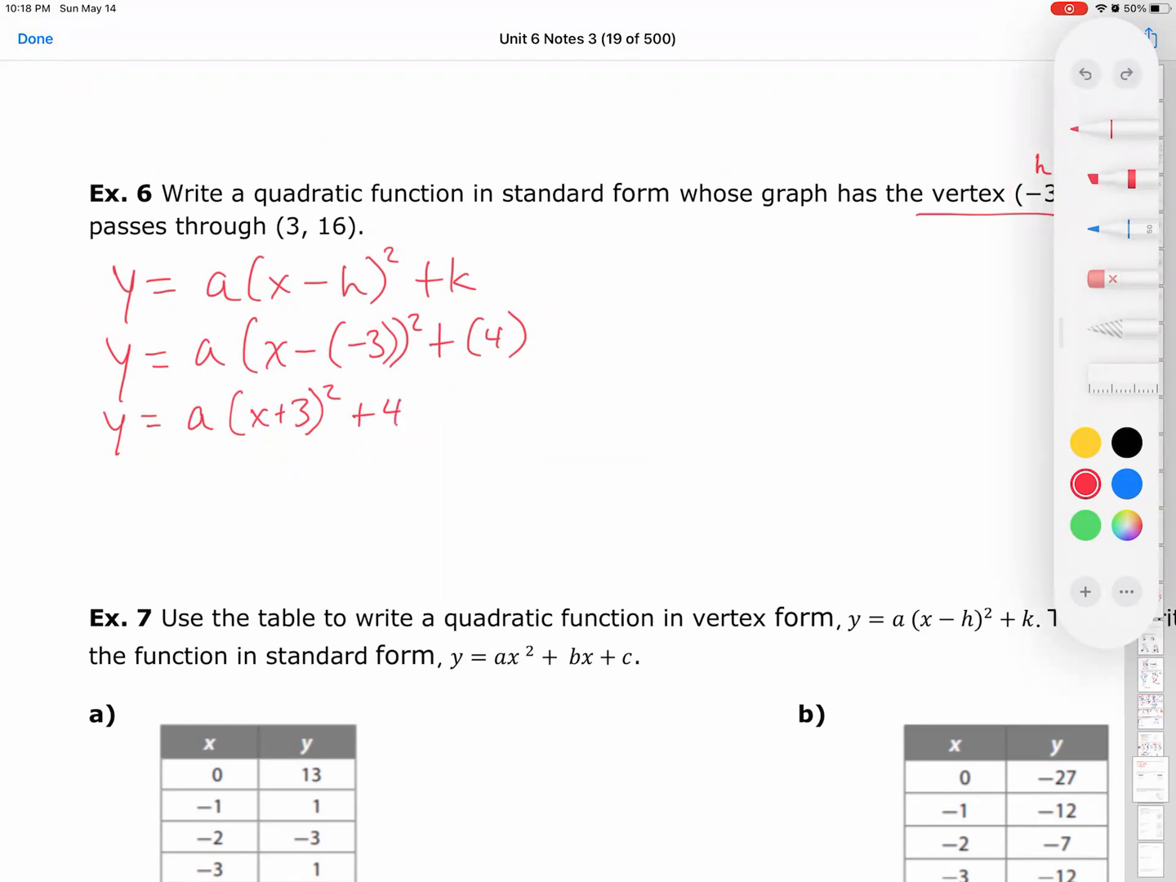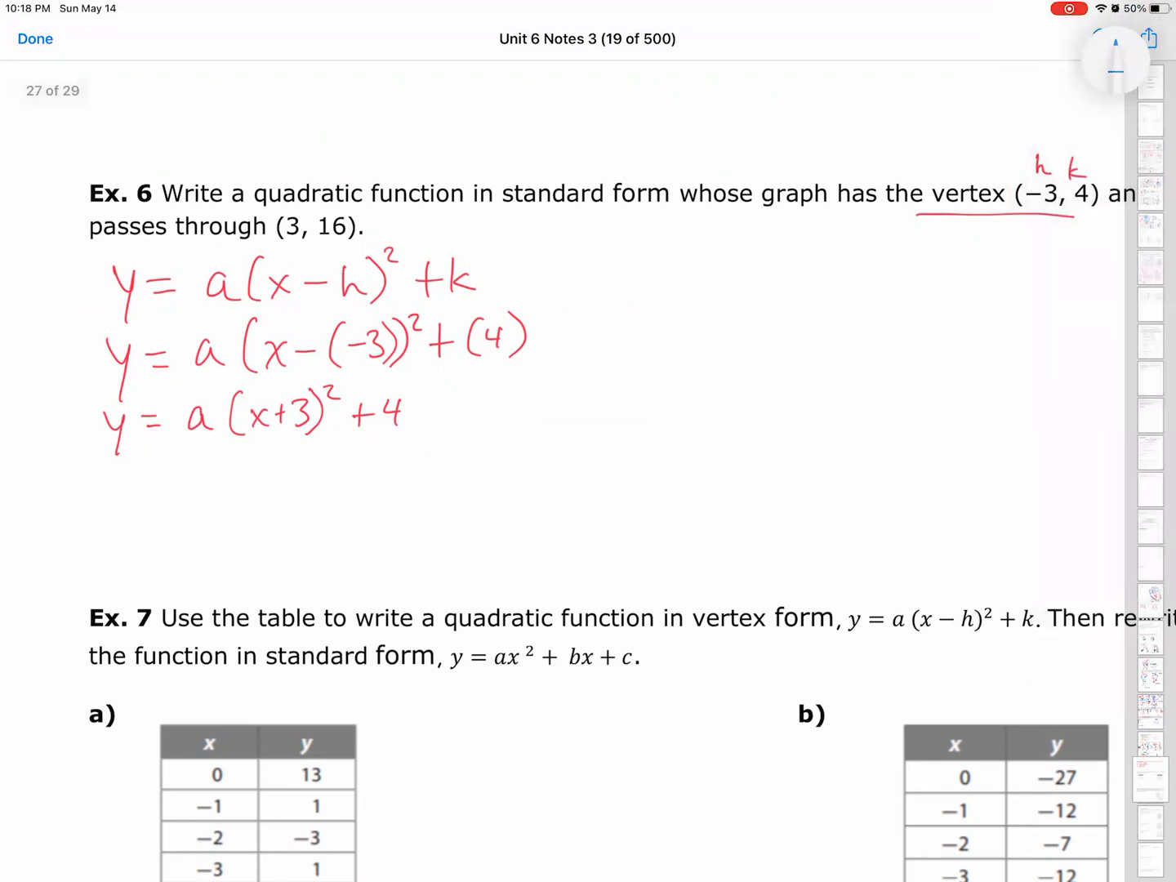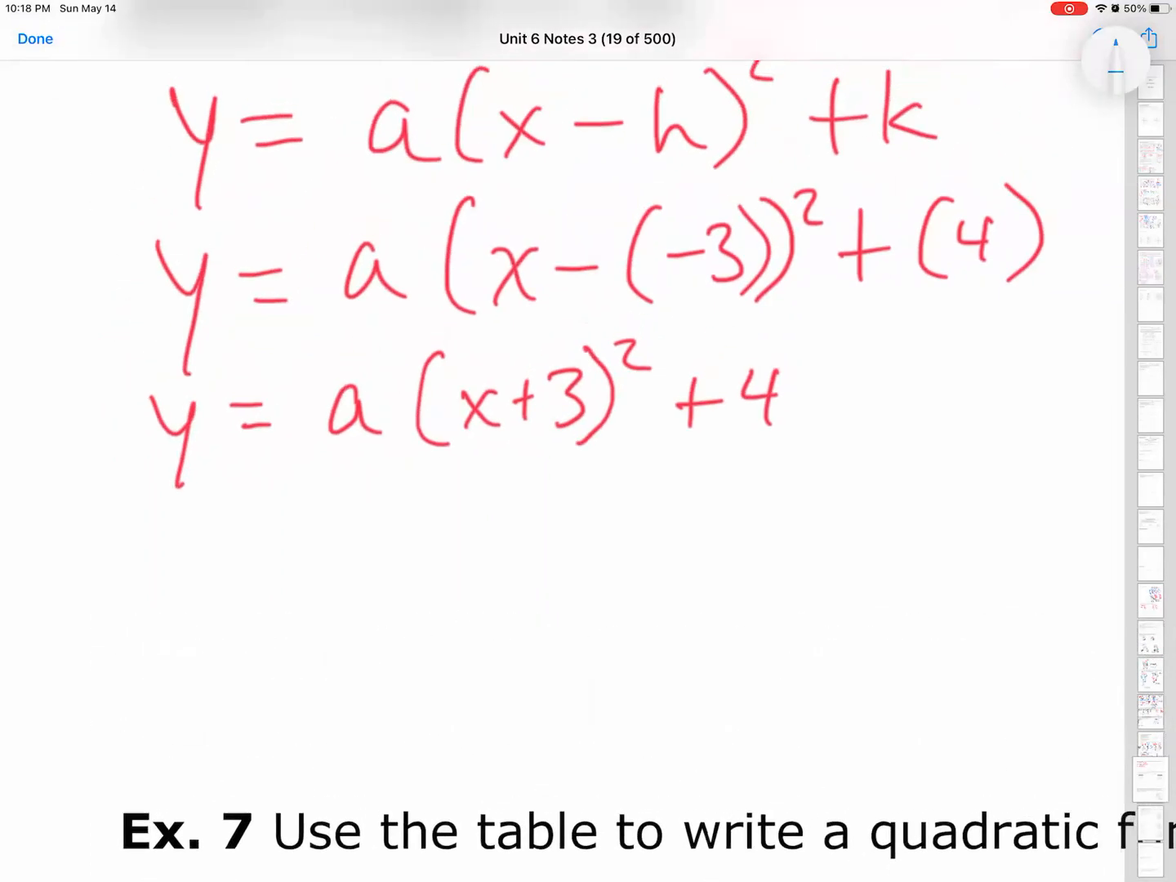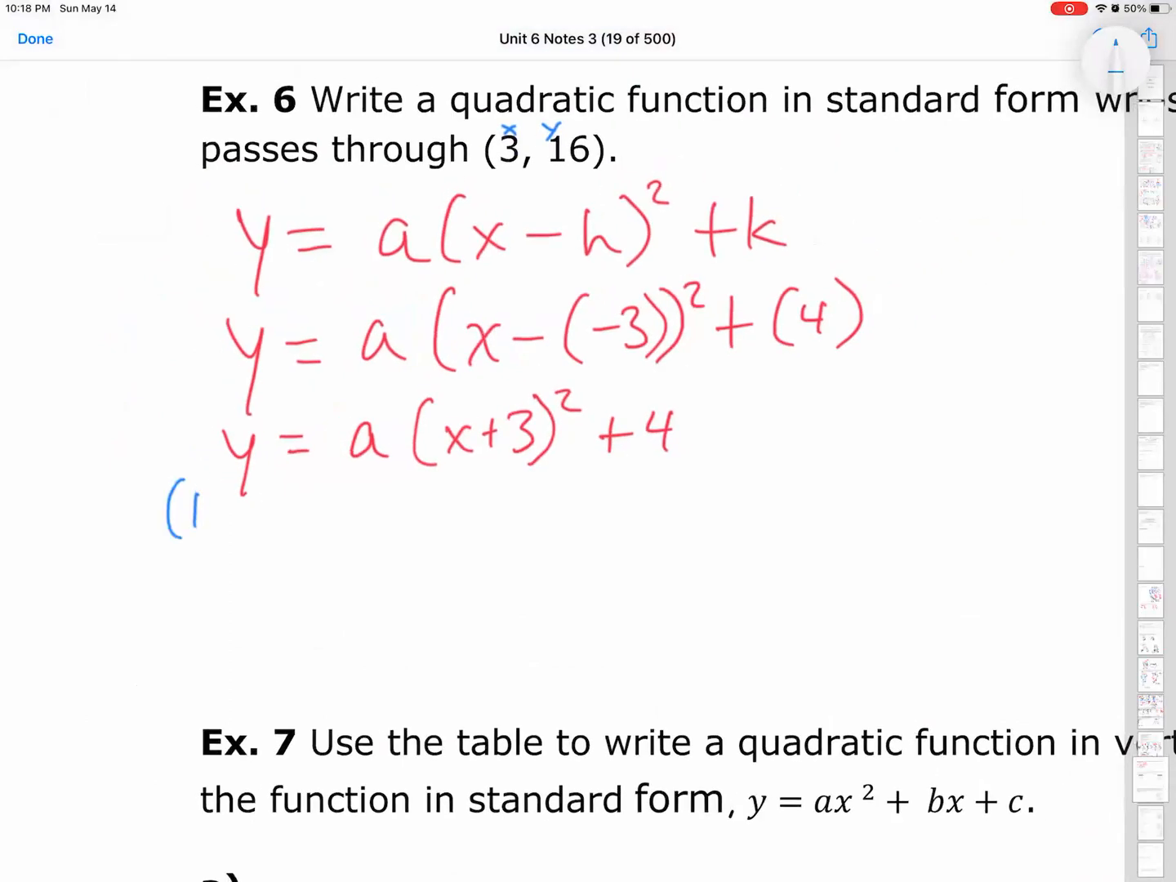Okay, so now we have it kind of in vertex form, but we don't know what a is, right? Well, it's following super similar to how we've been seeing with intercept form. We do know an x and a y. And so we'll go ahead and plug those values in. So our y value was 16 equals some a that we don't know, but x is 3, plus 3 squared, plus 4.